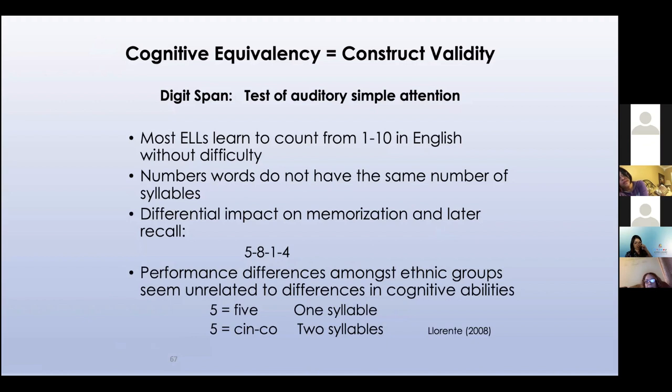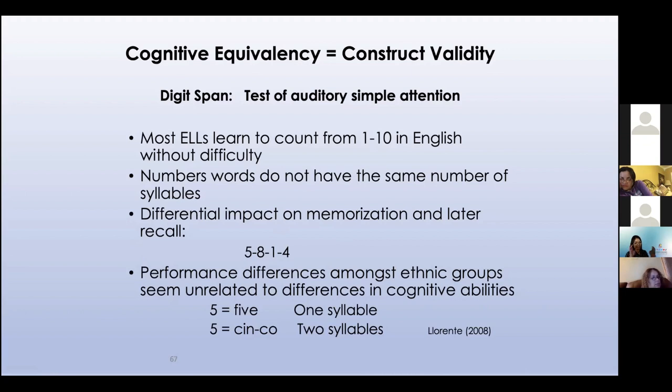And for memorization, the brain learns through chunking, okay? So each syllable is going to be one chunk. When you're doing a span of, say, 3 or 4, maybe it doesn't matter. But when you get up to 6, 7 and you're trying to memorize, you're not really memorizing the numbers, you're memorizing the chunks, the syllables. So the cognitive demand of one versus the other is different because of the syllables in each number.